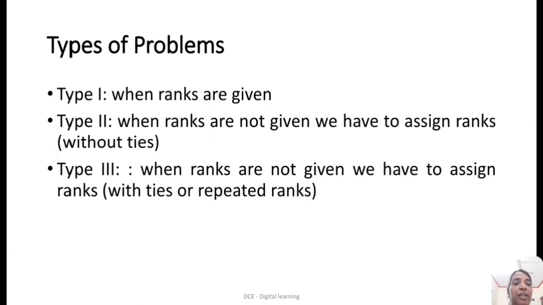Now types of problems. There are three types of problems under Spearman rank correlation. Type 1: when ranks are given. Type 2: when ranks are not given, we are supposed to assign the ranks without ties, that is, the values are not repeated. Type 3: when ranks are not given, we have to assign the ranks, and here the values are repeated, so with the ties, then what we are supposed to do. So let us understand these problems in the later sessions.